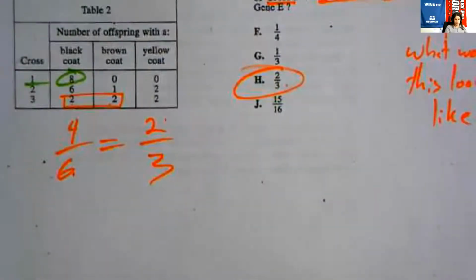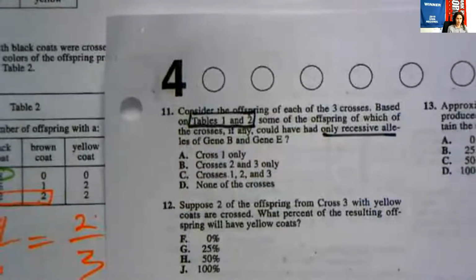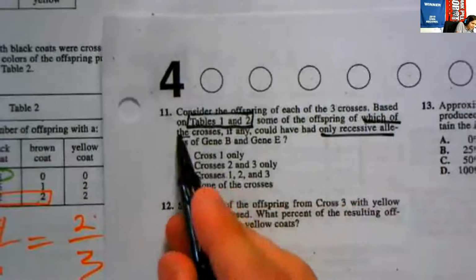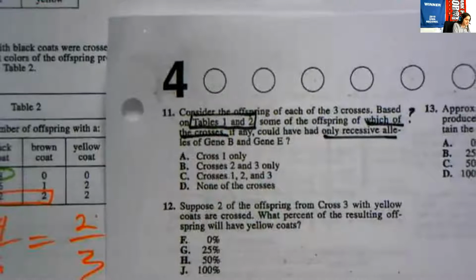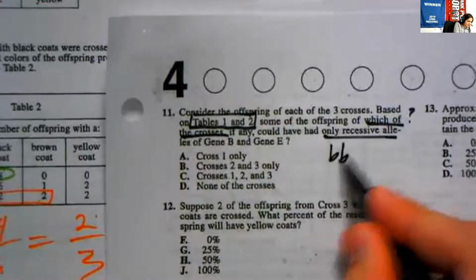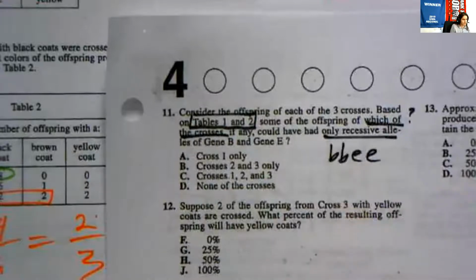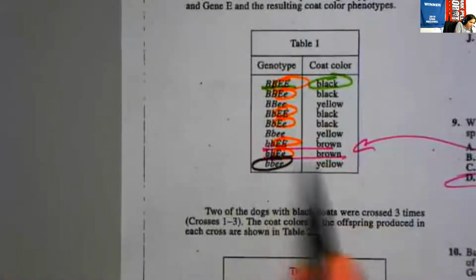Okay, well, we can keep going on this. Number 11. Consider the offspring of each of the three crosses in tables 1 and 2. Some of the offspring of which crosses, because that's your question right there, which crosses could have had only recessive alleles? What does only recessive look like? Little b, little b, little e, little e. What would that kind of dog look like? Little b, little b, little e, little e. That's a yellow dog.